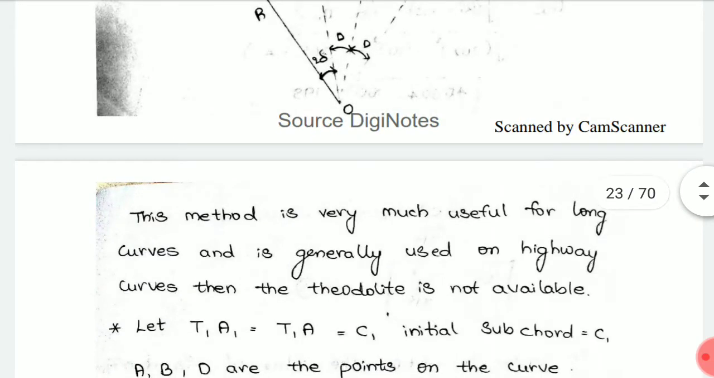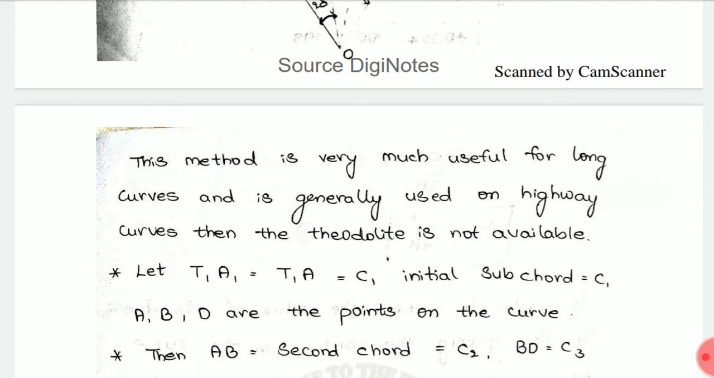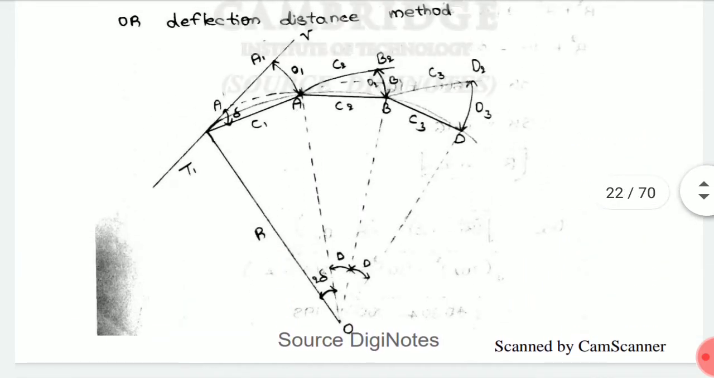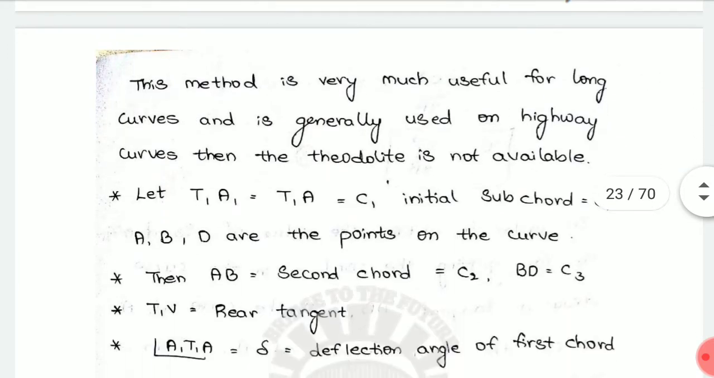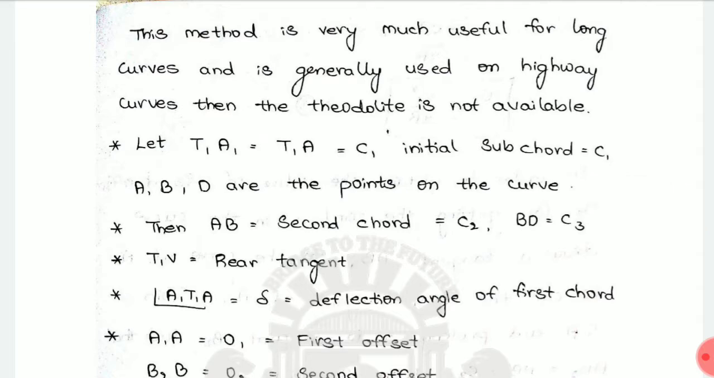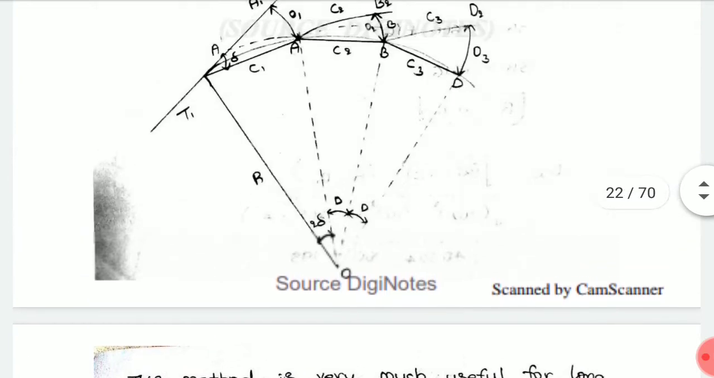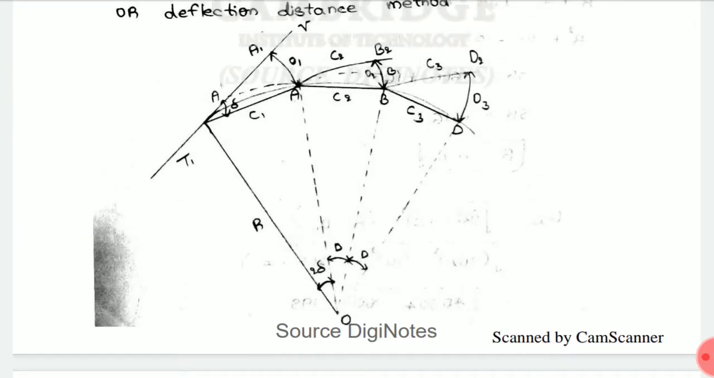This method is very useful for long curves and is generally used on highway curves, when an angle measuring instrument is not available. So let T1A be c1, that is the initial subchord from point T1 to A, initial subchord denoted as small c1. A, B, D are the intervals on the curve.